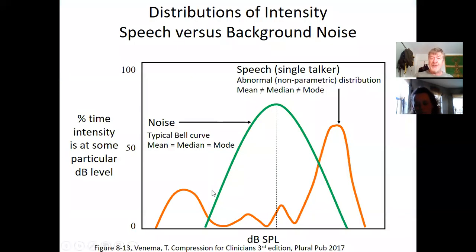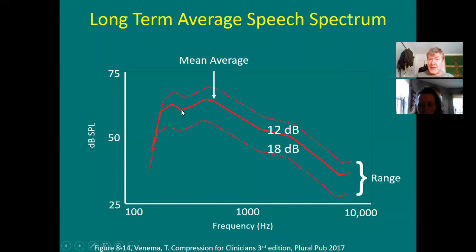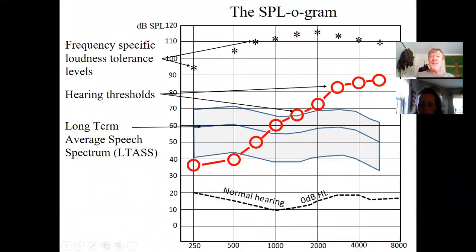Because speech has such a weird statistical distribution of intensity. If the speech intensity was steady over time like noise, then the average would be sitting right in the middle. But it ain't. So this is always found on real ear measurement.